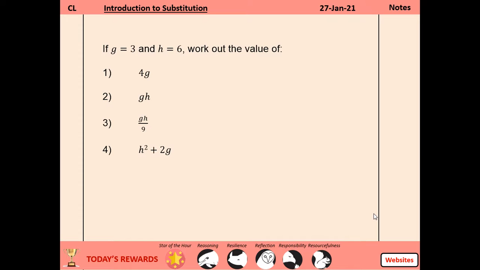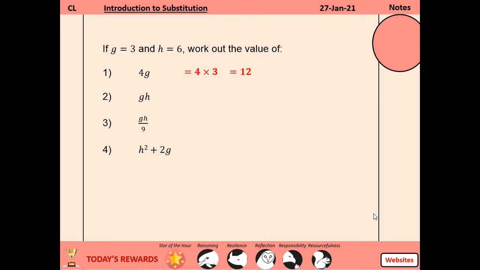Okay, let's just quickly go through the answers. So G is equal to 3 and H is equal to 6. Question 1 says 4G. What is the value of 4G? What does 4G mean? It means 4 times G. So 4 times G is just going to be 4 times 3, and that gives me 12, right? Because G is 3. So I'll replace the G with the number 3.